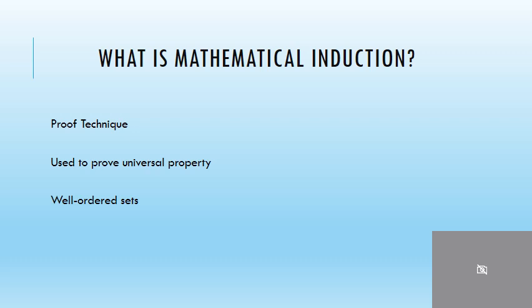Thirdly, mathematical induction is used on well-ordered sets. This can be, I guess, vaguely explained as just a set with some type of order. It always has a least element and then an element after that. So first, second, third, and so forth is something that you would see in a well-ordered set. Everything has a position and there is always a least element.